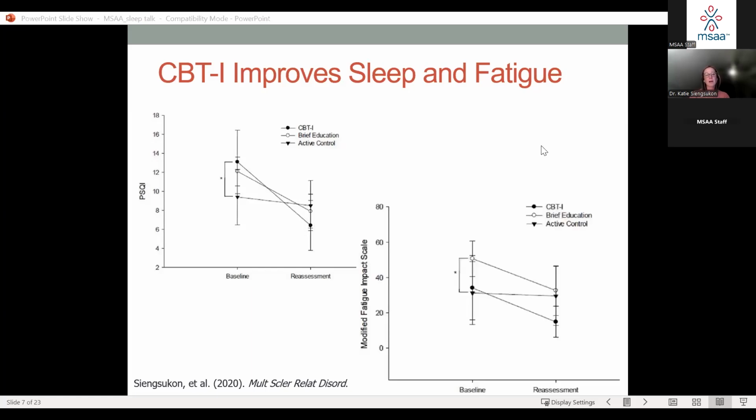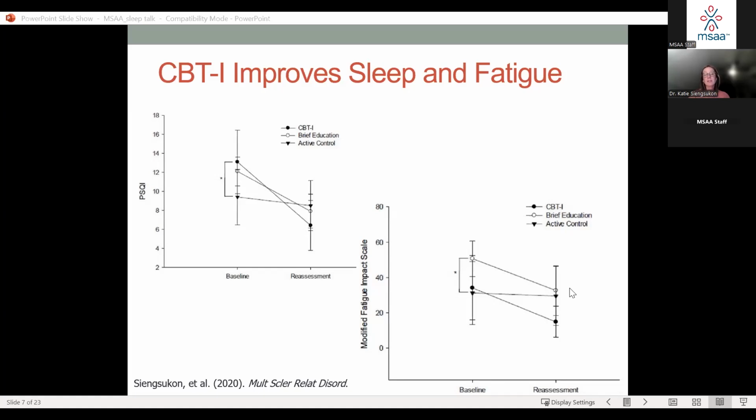Another outcome we use is the Modified Fatigue Impact Scale, a measure of fatigue. We saw very similar results to our sleep quality measure. With this scale, higher numbers mean more fatigue, lower numbers mean less fatigue. Again, the active control group, the upside-down triangles, stay pretty much the same from baseline to reassessment, which is what we would expect. We saw a nice improvement in the CBTI group, the dark closed circles. And then again, the people in the brief education group also saw a very similar magnitude of improvement in their fatigue as well.